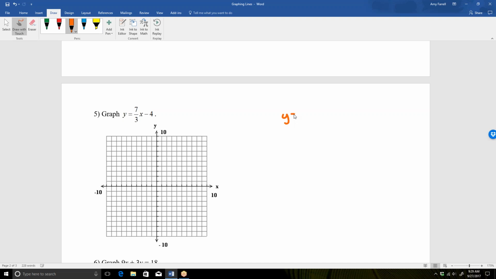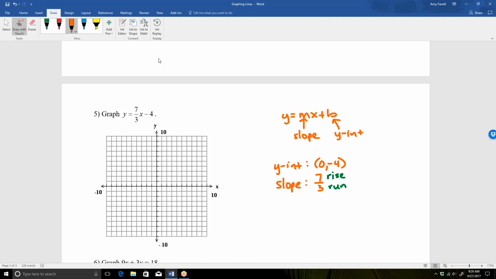So slope-intercept form is, like it said over there, y equals mx plus b. This is your y-intercept. This here, m, is your slope. So in our example, the y-intercept would be -4. As an ordered pair, that would be (0, -4). The slope of our line is 7/3. And I'm going to use the fact that slope is rise over run.